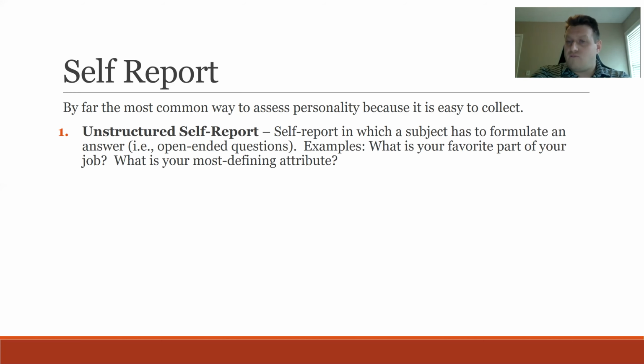There are 2 major forms of self-report: unstructured self-report and structured self-report. Unstructured self-report uses open-ended questions where we expect the test taker to write us a paragraph or a sentence describing something. Maybe we ask them, what is your favorite part of your job? Or, what is your most well-defined attribute? What do other people say about you? So we are expecting them to write a sentence or a paragraph in response. Now, the advantage of this is we get a wealth of data. We get a very nuanced answer from a person.